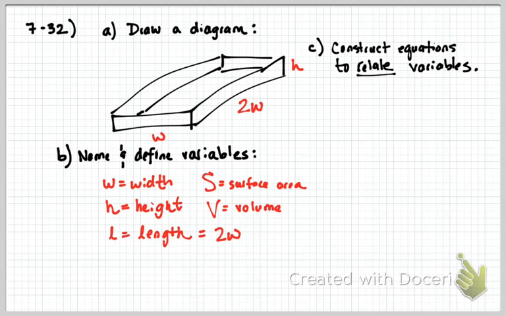Okay, part C is to construct equations to relate the variables. Now, what letters have we not used yet? Surface area and volume. So we are going to construct an equation for both. We'll start with surface area, and then we'll move on to volume. Now, before we start, I'll give a little refresher on what surface area is, and hopefully you remember this.